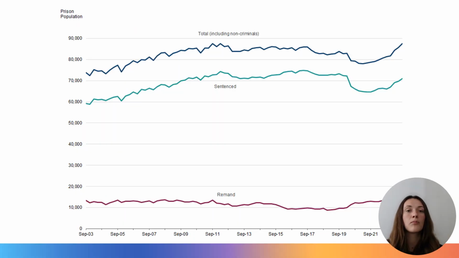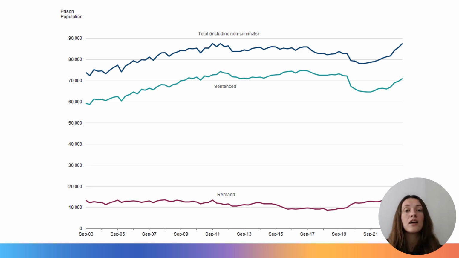The first example was a line graph taken from the Offender Management Statistics Report in 2023. It showed the prison populations between 2003 and 2023, which was split by those who were sentenced and those who were on remand. If we begin with the good things about this graph, it shows the data in a simple but effective and clear way.